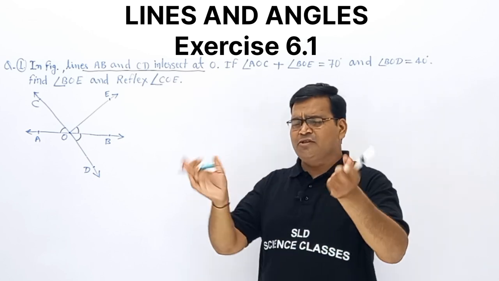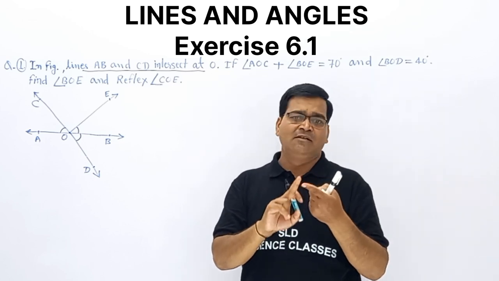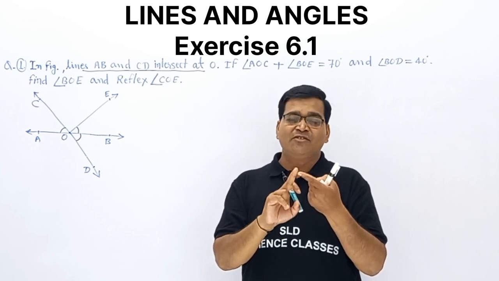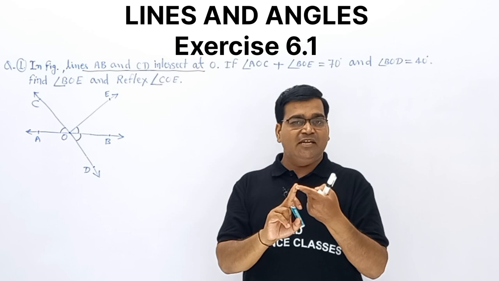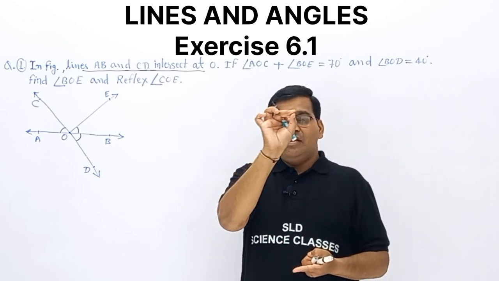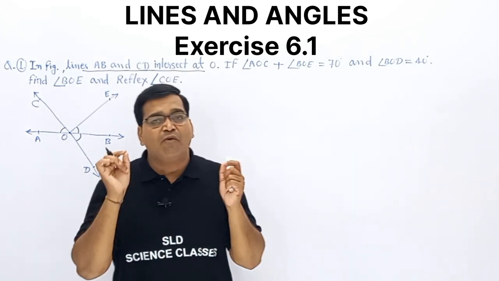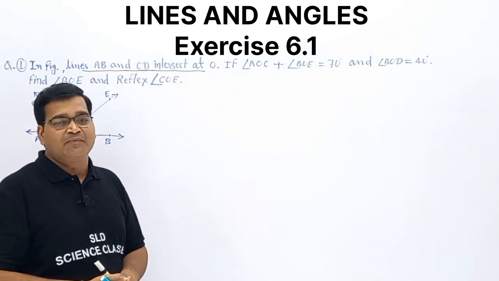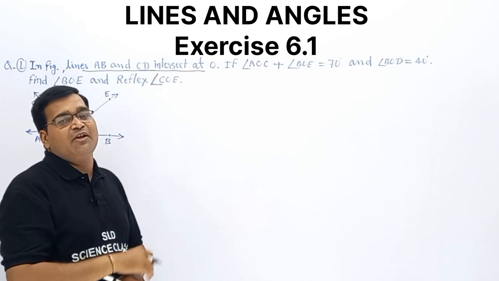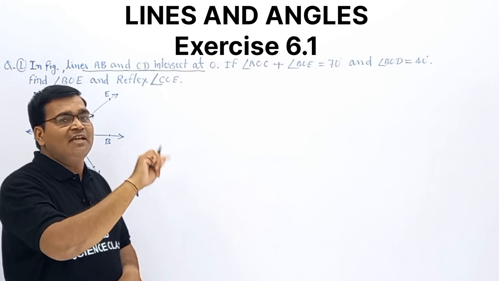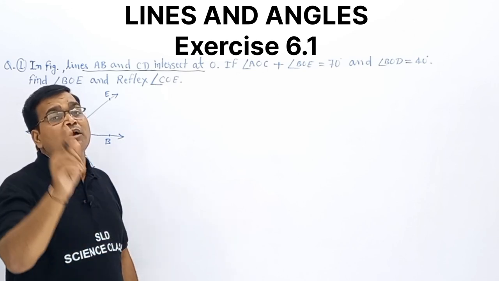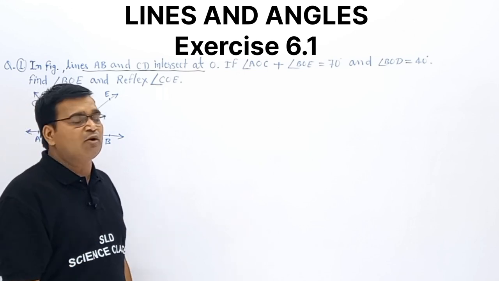Observe both concepts. One is vertically opposite angles: once two lines are intersecting, we get vertically opposite angles and they will be equal. Another one is linear pair of angles. How do we get a linear pair of angles? Once one ray stands on a straight line, we get angles, and the sum of these angles will be 180 degrees. This is a linear pair of angles. Easy concept.